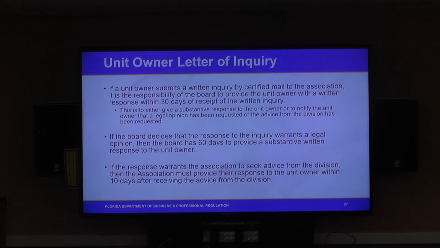But here, it must be certified mail? Not for records requests. We do suggest certified, that way you have proof. So if somebody gives us a letter asking for something, it doesn't have to be certified. If you acknowledge that letter, now you can make reasonable rules as an association.